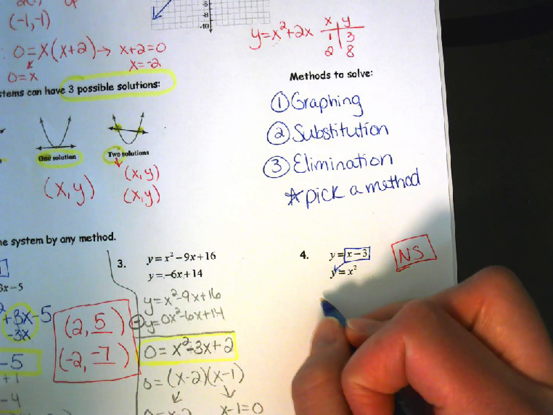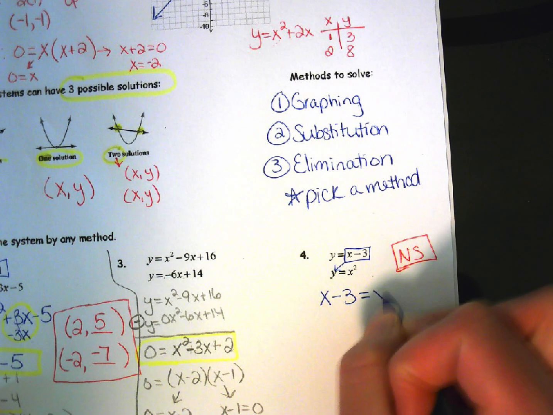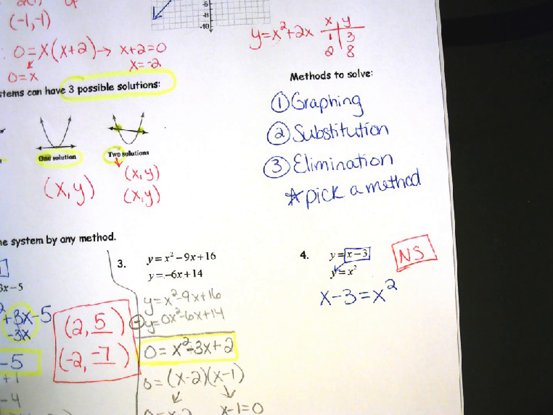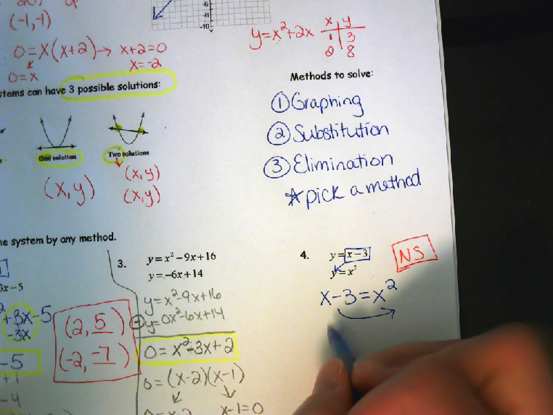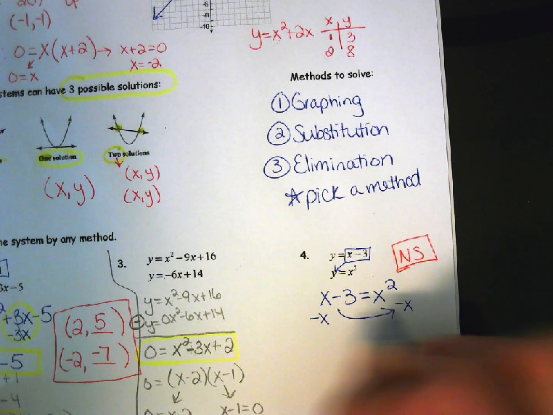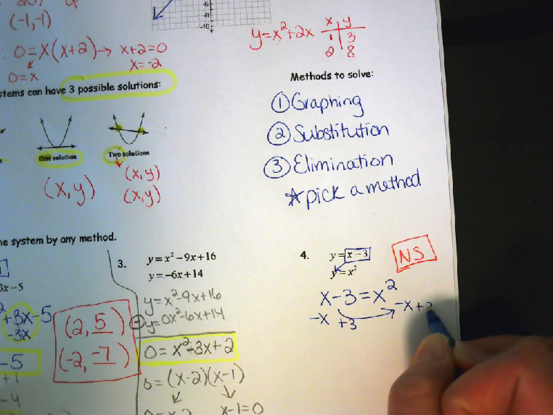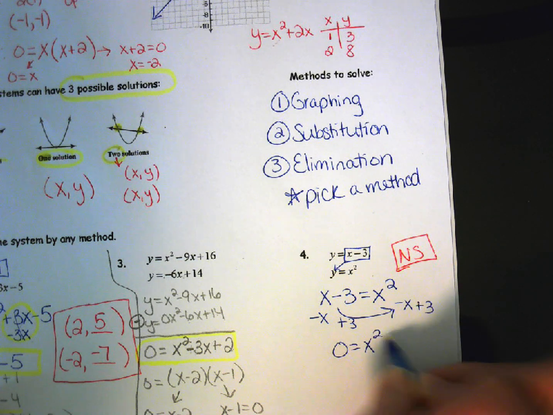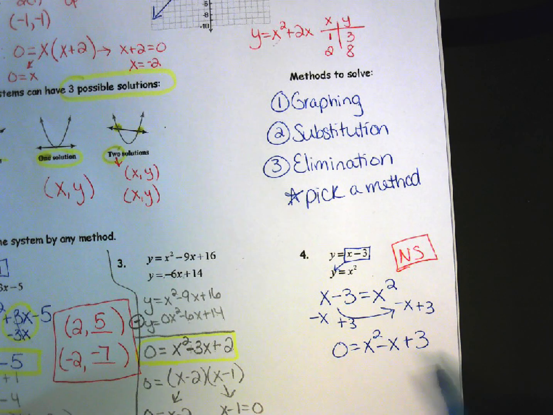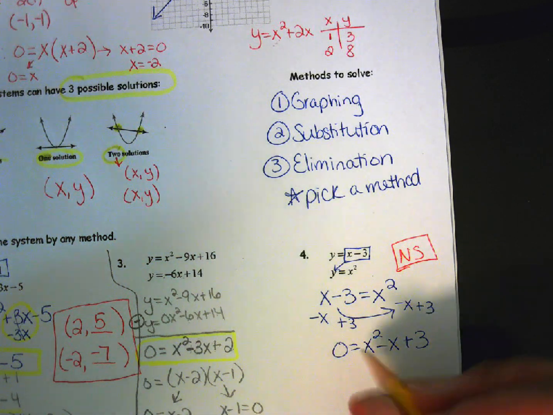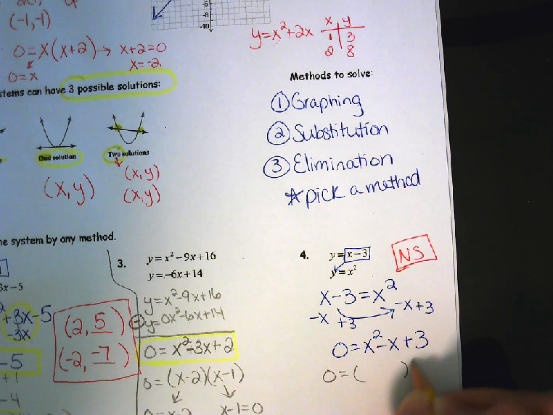So I would do x minus 3 is equal to x squared, like that. And then I would move both of these two to the right. So I would subtract the x and I would add the 3. So I would get x squared minus x plus 3. Now from here, I may try to factor this.